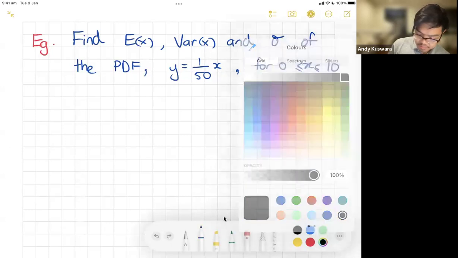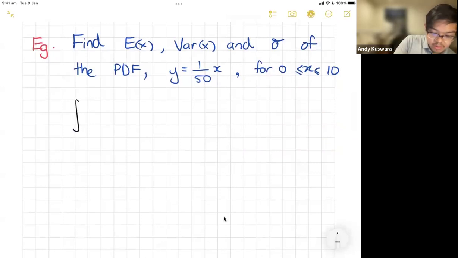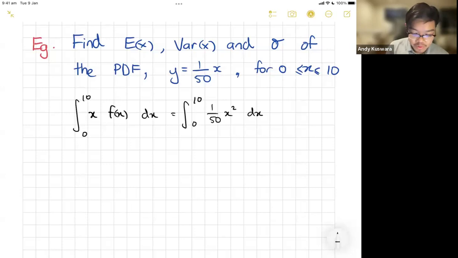In terms of tackling this question, first things first, expected value. We know that your expected value should be x f(x) dx between 0 and 10. In this particular case, our function is 1 on 50. So what I'm really integrating between 0 and 10 is 1 on 50, and then x times x, which gives me x squared. That's all I'm doing to find my expected value.